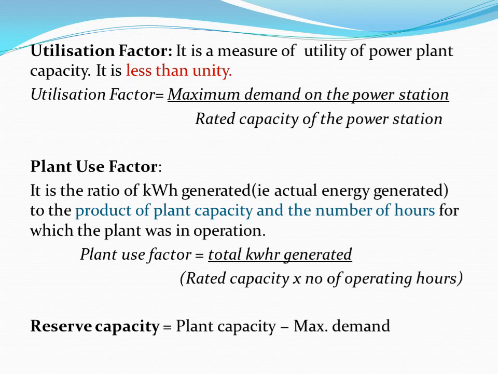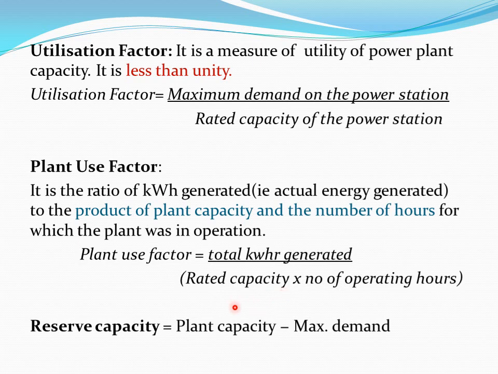Next is the plant use factor. This gives how effectively we are using the power produced in each and every plant. The plant use factor is given as the ratio of the total number of units generated to the product of the plant capacity and the number of hours.